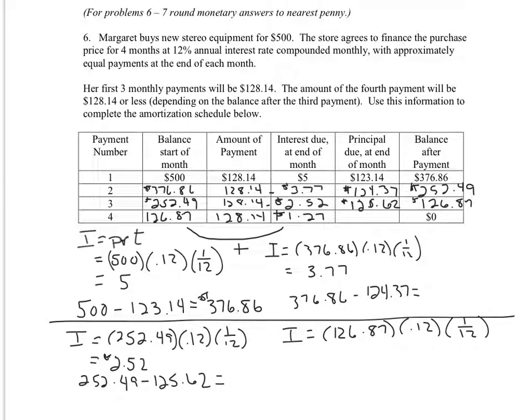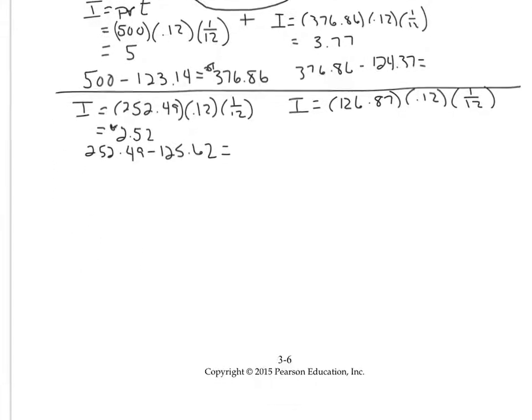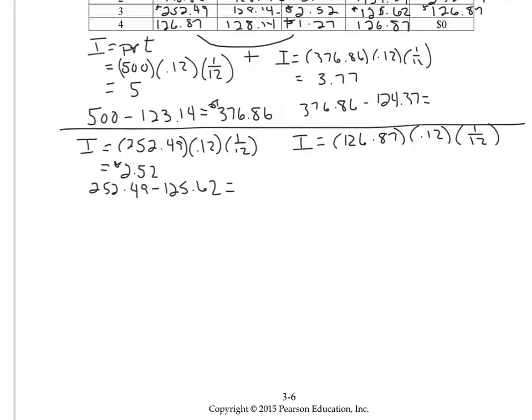And since I had $126.87 as the principal that was due at the end of the month, if I take $128.14, subtract $127 from it, that's what I get. I now have a zero balance. Okay, it's not hard, but it is a little time consuming to go through all these steps.